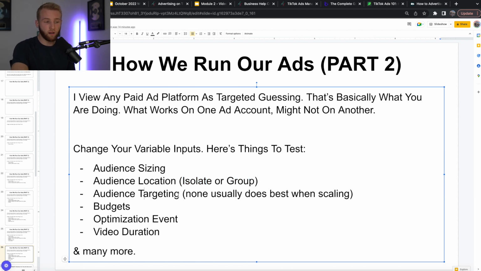For your audience targeting, none usually does the best when scaling. And this is what's crazy. On TikTok, there really isn't a difference with who you target. Now, it might optimize your ad differently, which is, again, where we come in with targeted guessing, but it's really not all that different.